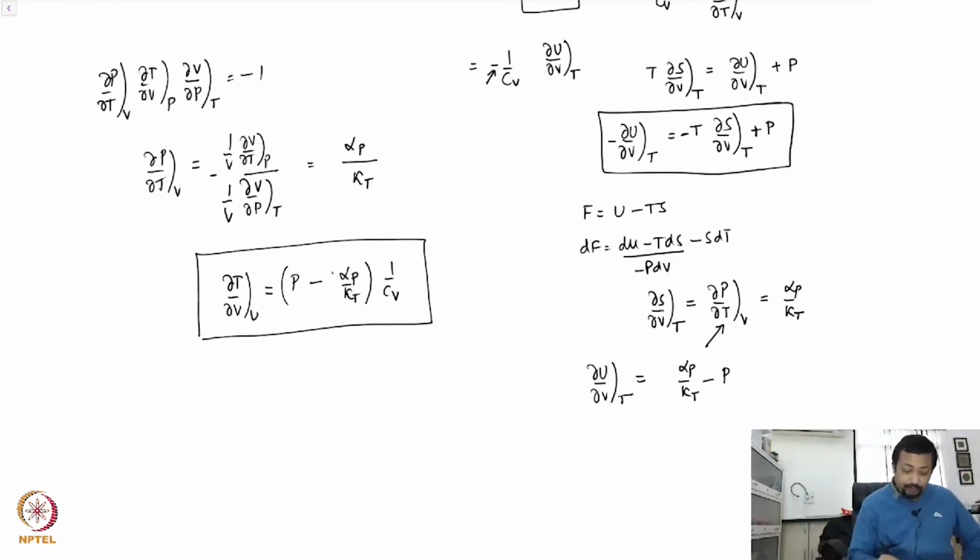There has to be a T over here because you're looking at T (∂S/∂T). So this is T (∂S/∂T), and there is a T over here.